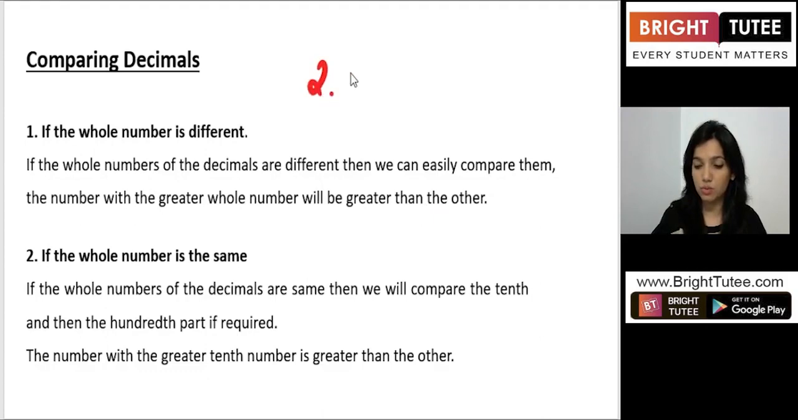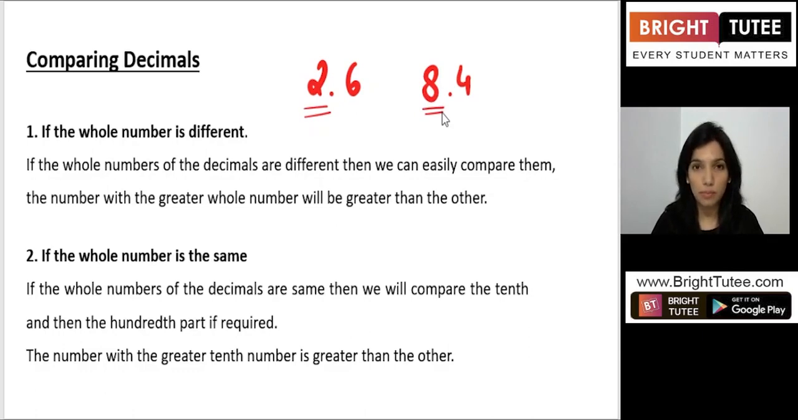Say I am writing 2.6 and 8.4. Okay, so now what is the whole number here in these decimal numbers? In 2.6, 2 is the whole number, and in 8.4, 8 is the whole number. So you see here the whole numbers are different. So clearly the number which has a greater whole number is the bigger number. Okay, now we'll work on this more. For now, let us just keep it till here.